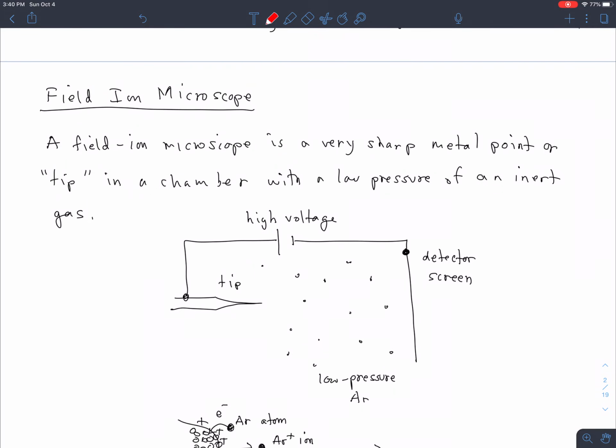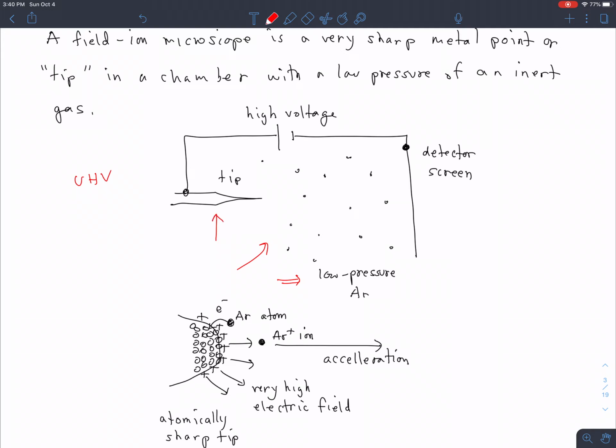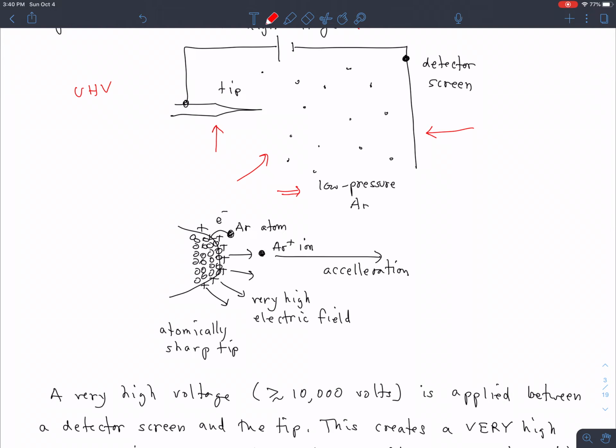Like I say, I imagine most people here have not heard of a field ion microscope. It works in the following way. You have an ultra-high vacuum chamber, a really high vacuum chamber, and you introduce into that chamber a low pressure of some inert gas like argon. And also in that chamber is a metallic tip, and you apply a voltage between the tip and some detector screen. And what that means is that the voltage pulls the electrons back away from the tip.